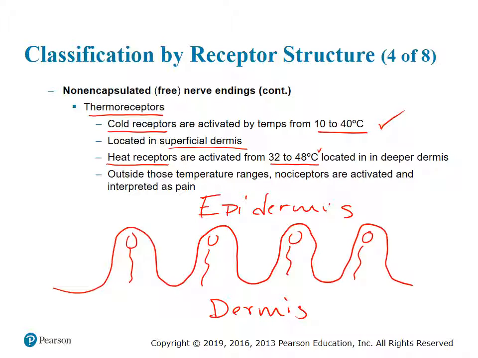If we go outside this range, so under 10 degrees Celsius or above 48 degrees, then the body's going to perceive those temperature ranges as pain. And that is where the nociceptors will receive that pain, in fact. This is why when it's really cold, the body perceives coldness as pain, or if it's really, really hot, the body perceives that as pain as well.